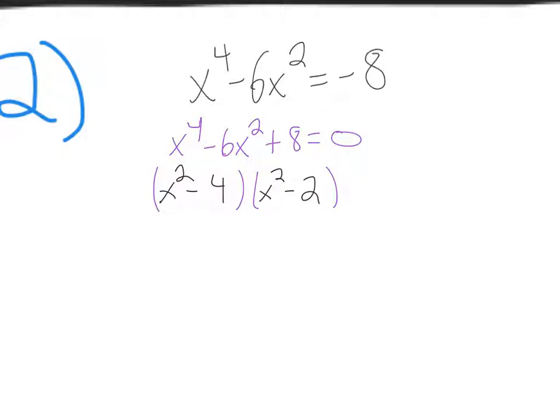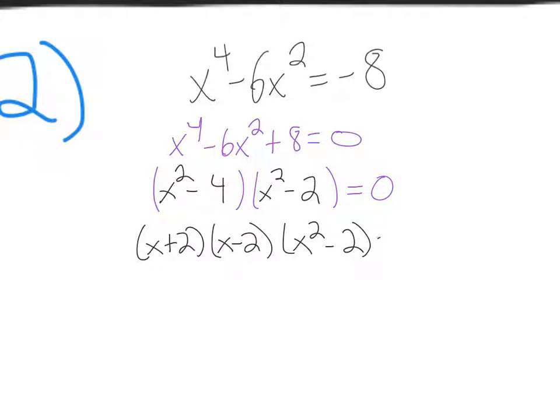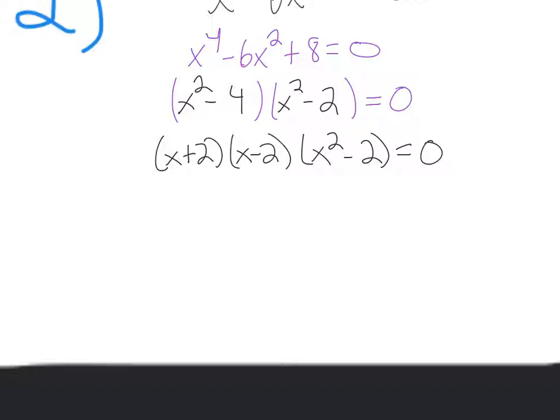Okay. From here we recognize that this factor on the left right here is the difference of squares. So we can break that down into x plus 2, x minus 2, then bring down your other factor. Now we've got 3 terms, so set each term equal to 0 and solve from there. The first one is x plus 2 equals 0. The second one is x minus 2 equals 0. Those are easy. And then the third one is x squared minus 2 equals 0.